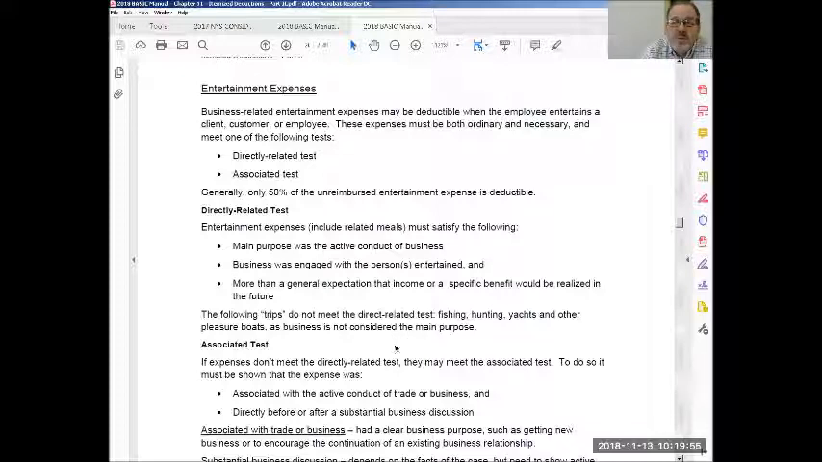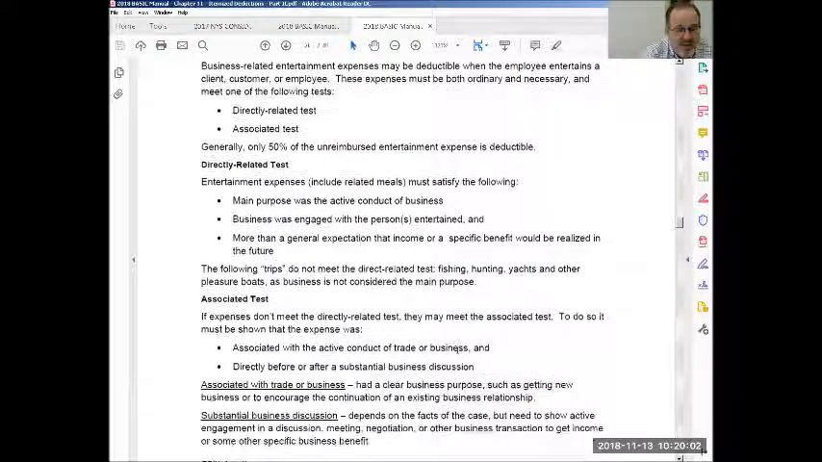Okay, remember the days when everybody could write off their membership to the country club? Those disappeared in a hurry. As it says here, the following trips do not meet the direct related test: fishing, hunting, yachts, and other pleasure boats, as business is not considered the main purpose.